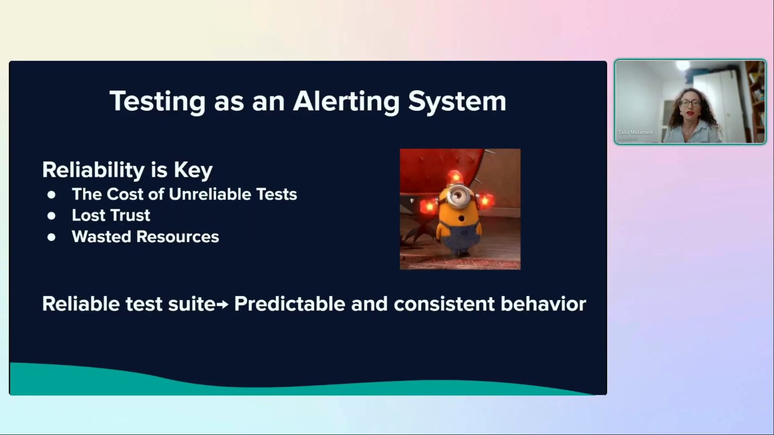So let's think about your testing pipeline as an alerting system. It signals issues early, preventing them from reaching production. But like any other faulty alarm, unreliable tests can cause more harm than good. That means that reliability is clearly the key. A reliable test suite provides predictable and consistent behavior.